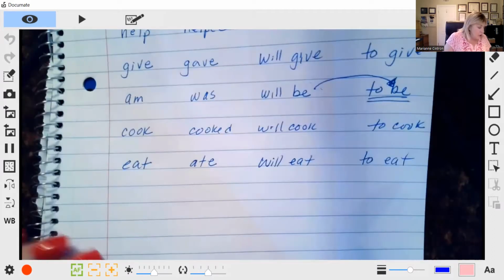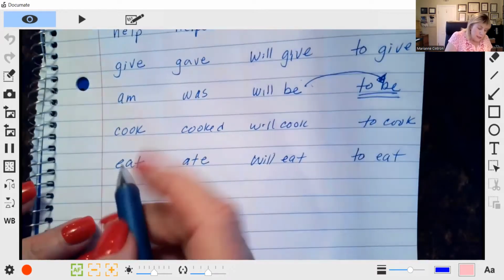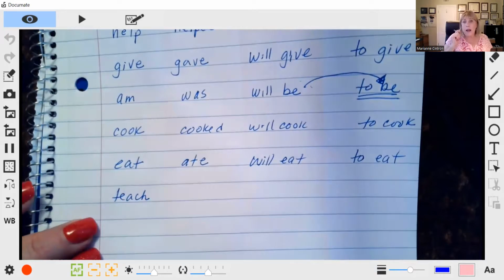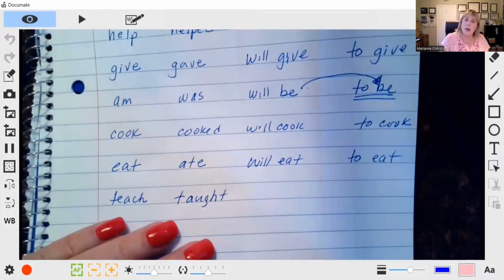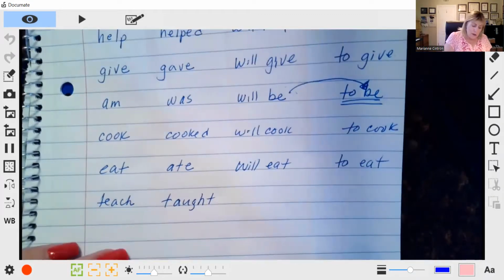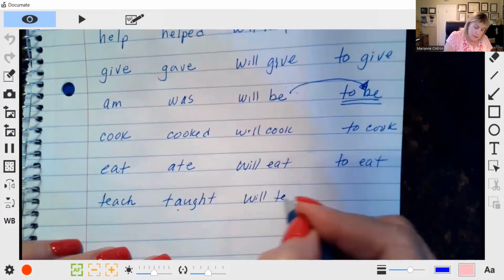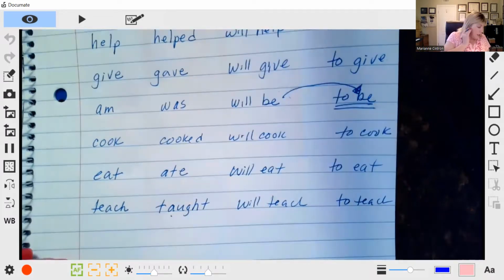Then we have teach. And I'm giving these other ones because they are irregular. I want her to learn them. Teach. Today I teach my kids reading. Yesterday I taught. If she doesn't know the past tense of teach is taught, she's going to learn it. And you could say, there's your AU, says ah, like fault. Okay, and then will teach. And finally, to teach.